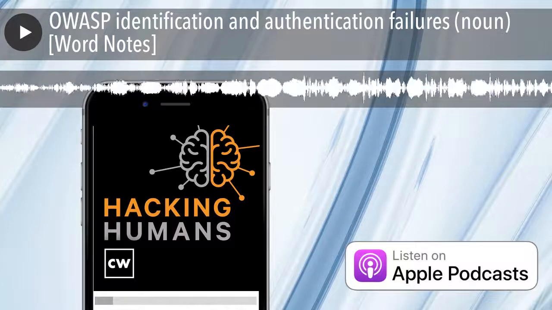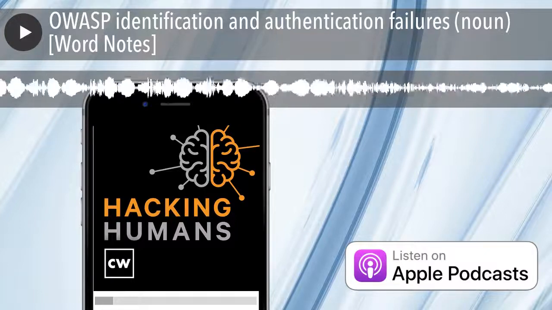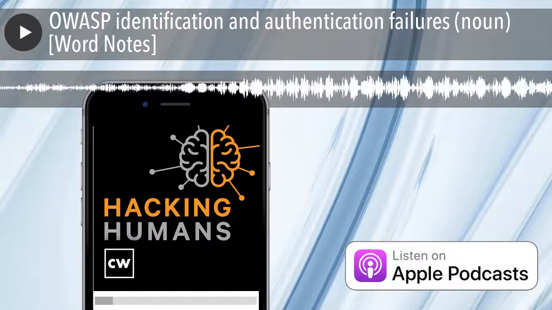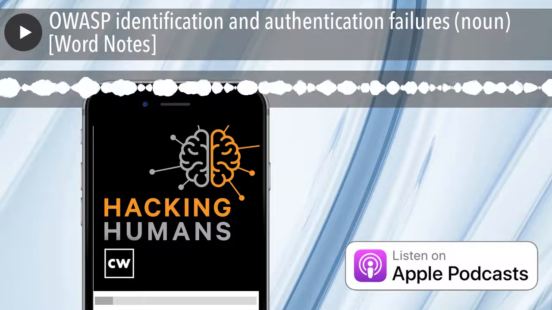To counter these attacks, developers' best practices include installing a multi-factor authentication system, not shipping default admin credentials, checking for weak passwords, and logging failed access attempts.